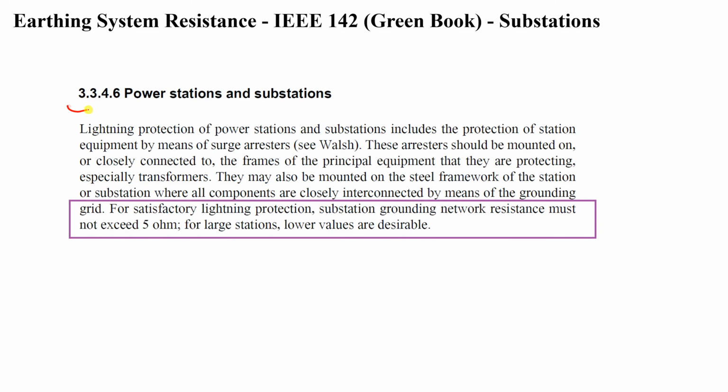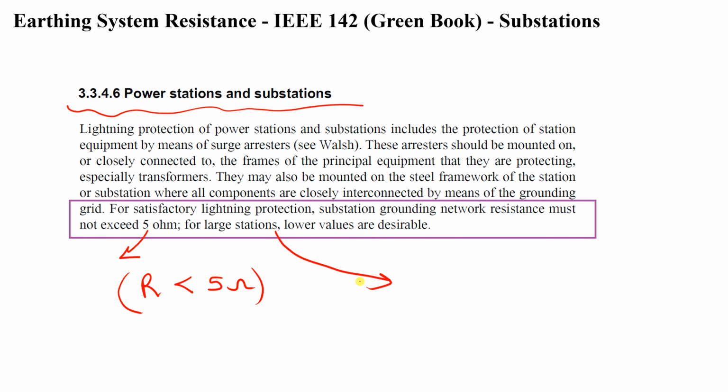In this section, for power stations and substations, if you go down here, for satisfactory lightning protection, substation grounding network resistance must not exceed 5 ohm. So it tells you if you are designing a grounding system for a substation in order to satisfy lightning protection, the R must be less than 5 ohm. If this is a large substation, lower values are desirable.